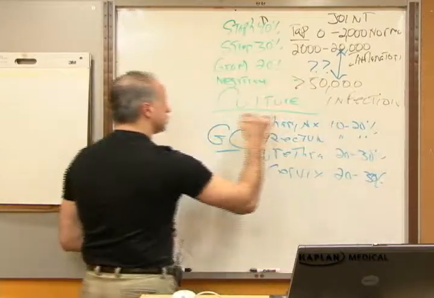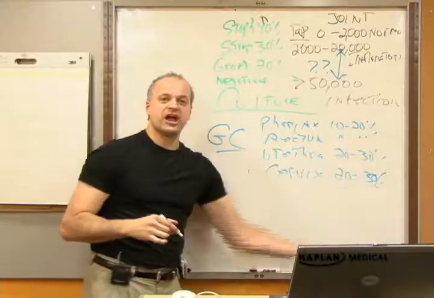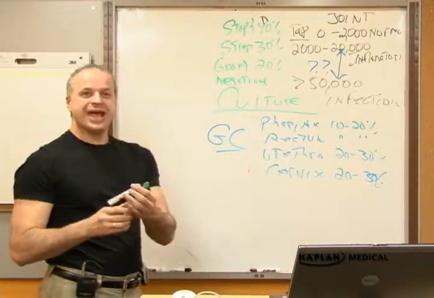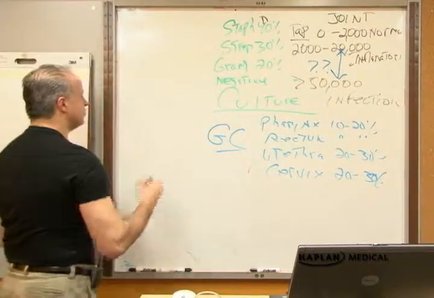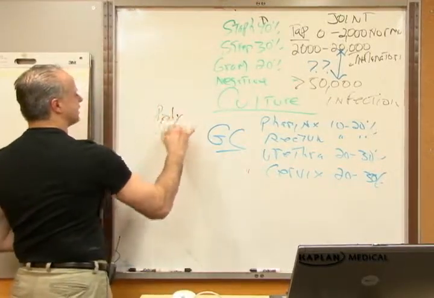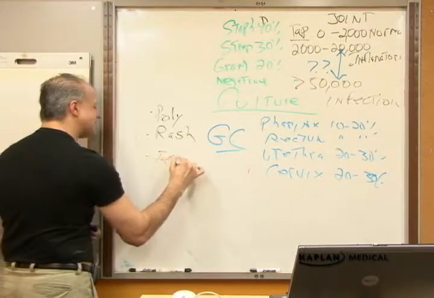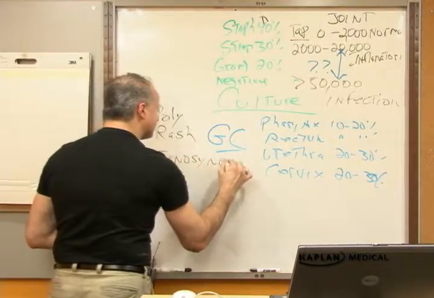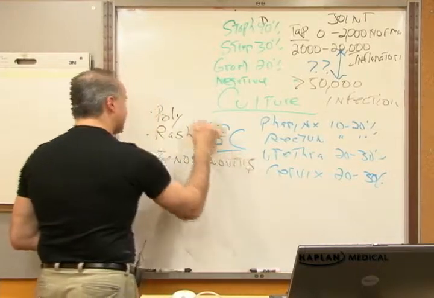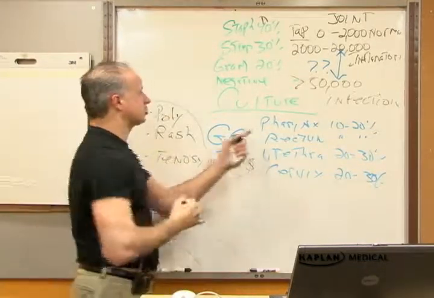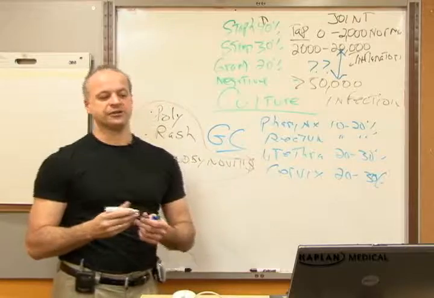How do you know to go culture up and down and all around? What will make you do that? And the answer is, if you see polyarticular disease, a petechial rash, or a tenosynovitis, these 3 things will tell you it's time to culture up and down and all around.